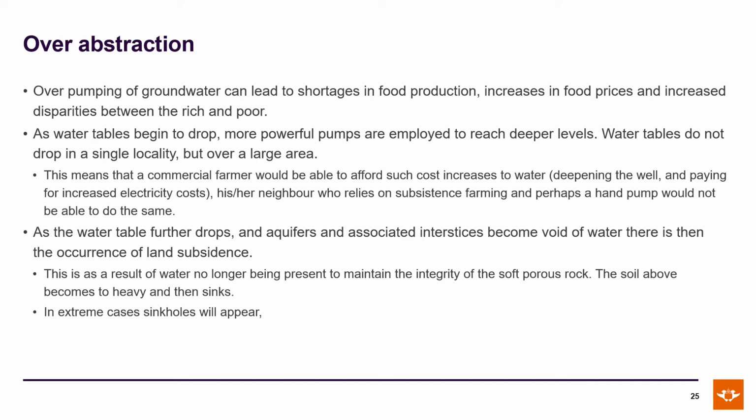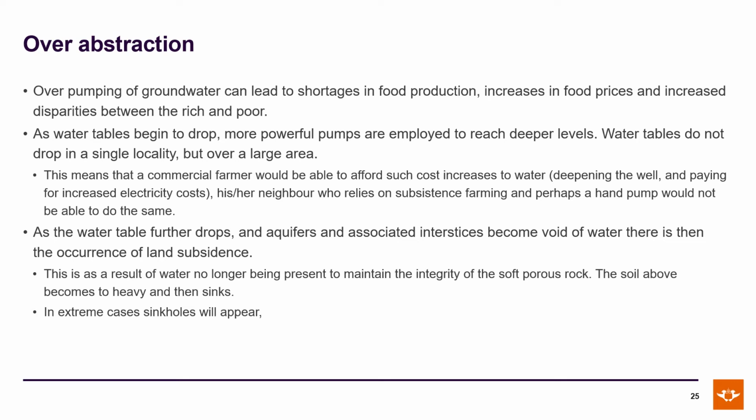As the water table further drops and aquifers and associated interstices become void of water, there is then the occurrence of land subsidence. This is as a result of water no longer being present to maintain the integrity of the soft porous rock. So the soil above becomes heavy and then sinks. In extreme cases, sinkholes will appear.